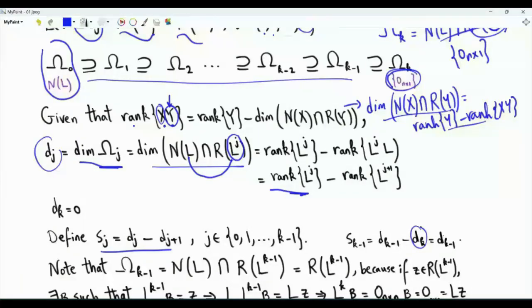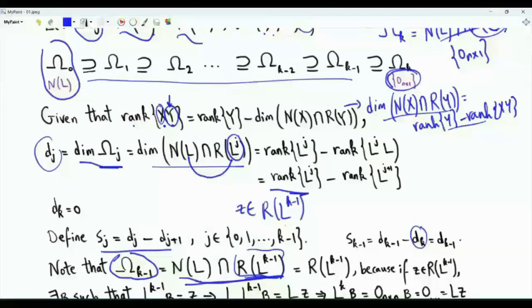Our starting point for operating on matrix L is omega k minus 1, which by definition is the intersection of the null space of L and the range of L to the power k minus 1. Note that this intersection here is simply the range of L to the power k minus 1. And we can show this by taking a vector in this range. So take vector z in the range of L to the k minus 1.